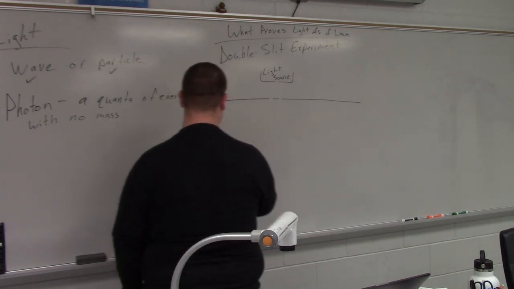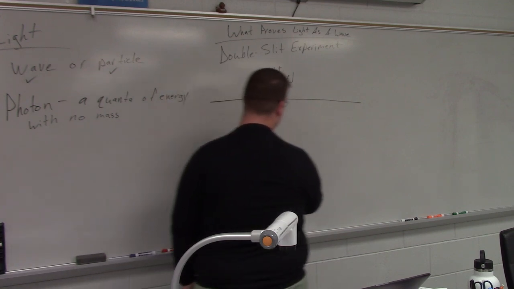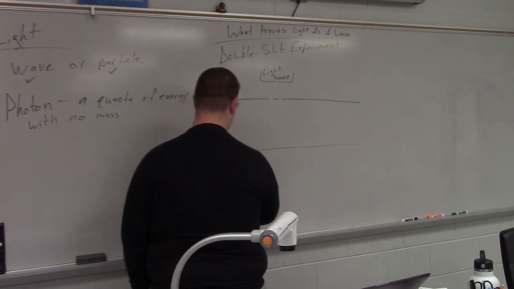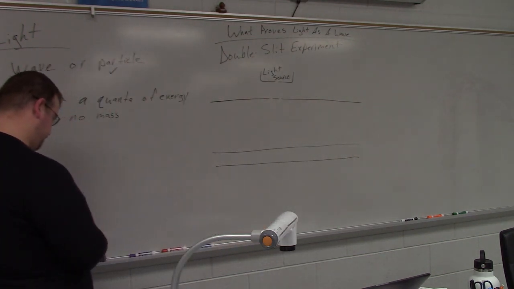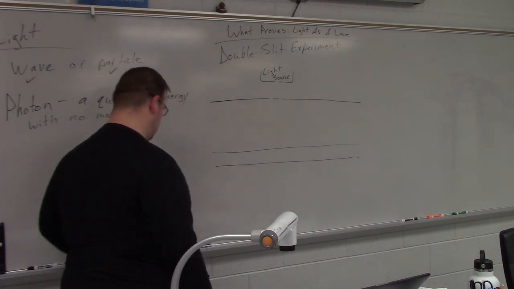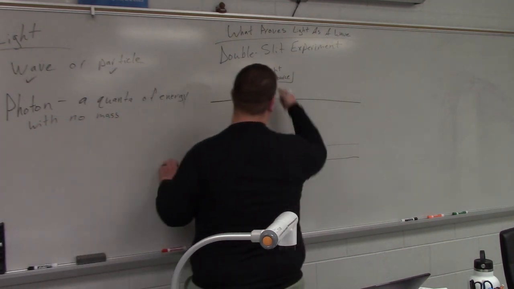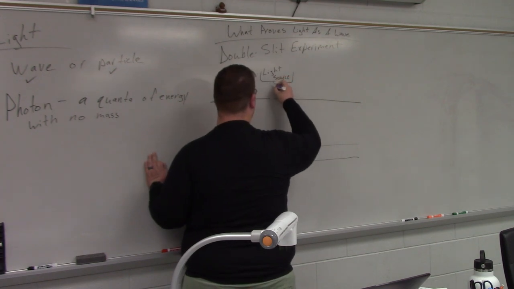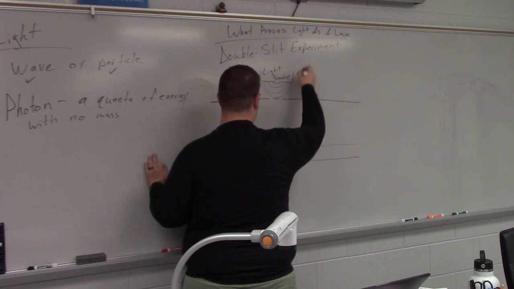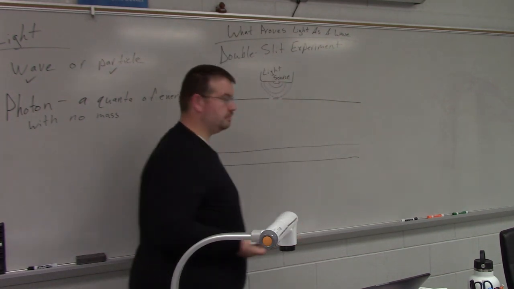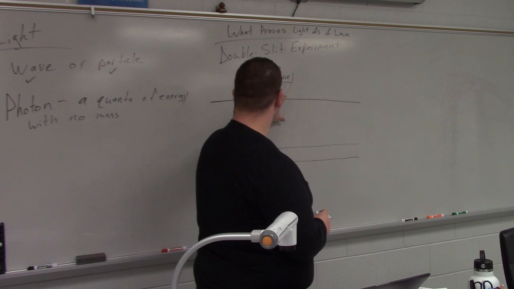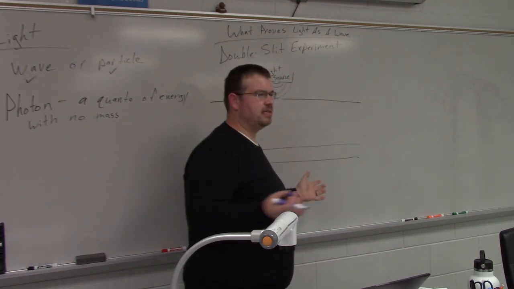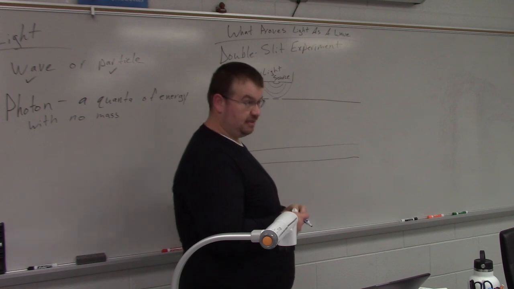Now here's the interesting part. Say there is a detector on the back wall. Light comes out from this source and it expands. As the light source radiates out, it hits the wall. Where there's a solid part of the wall, it doesn't go through, but where there's a slit, it does.